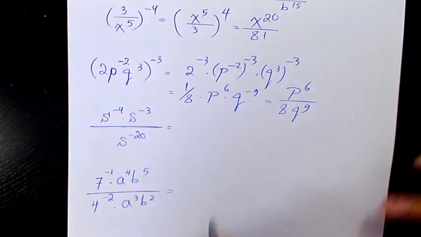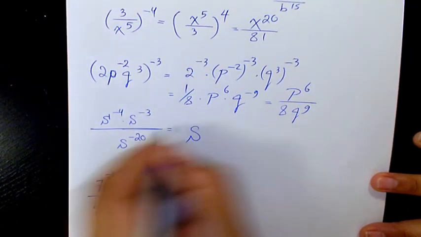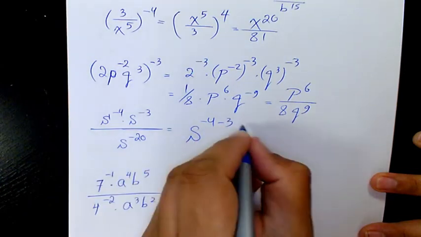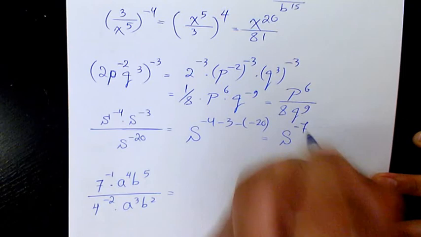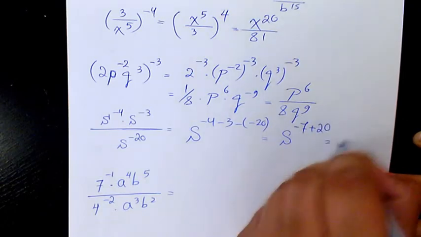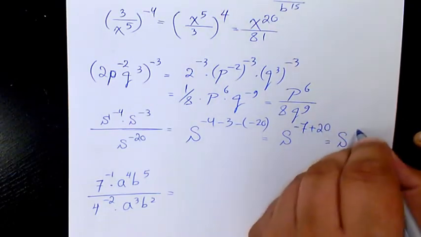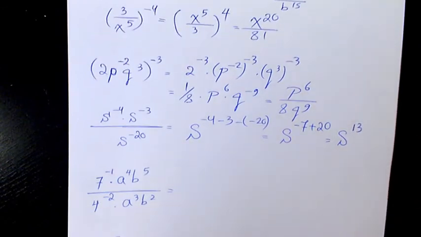Next one. S to the power of negative 4 minus 3 minus negative 20. So it's going to be s to the power of negative 7 plus 20. It's going to be s to the power of 20 minus 7. It's going to be 13.